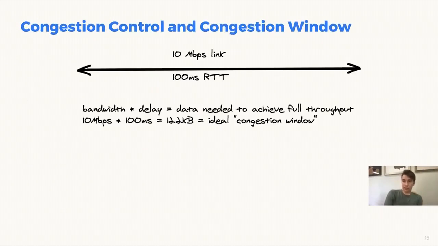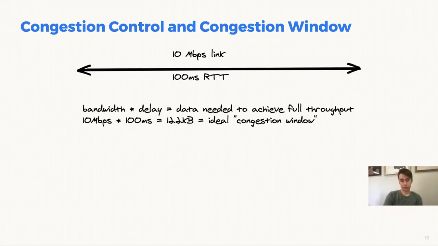So I've already mentioned congestion window a couple times, but let's talk about it again a little bit more in detail. So suppose you have a 10 megabit per second link with 100 millisecond RTT, or round trip time. So a round trip time of 100 milliseconds means that the time it takes for a packet to go from one end to the other end and back again is 100 milliseconds. So a question you might ask, and a question that we ask in servers, is how much data do I need to have in flight in order to fully utilize this 10 megabit per second link?